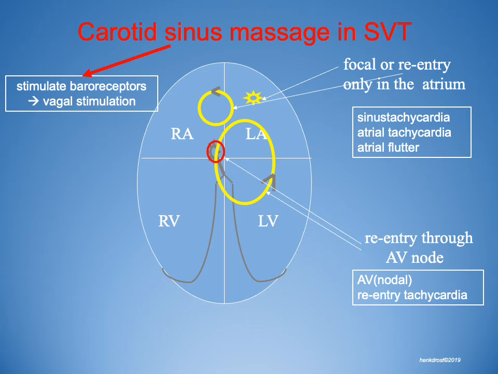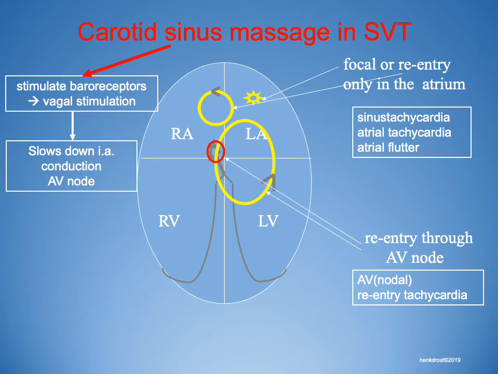When we perform carotid sinus massage, we stimulate baroreceptors, and that leads to vagal stimulation. And vagal stimulation slows down, among other things, the conduction in the AV node. When the rhythm disturbance or the re-entry is only in the atrium, nothing will happen when the conduction in the AV node slows down. The rhythm disorder will continue in sinus tachycardia, atrial tachycardia, or atrial flutter.